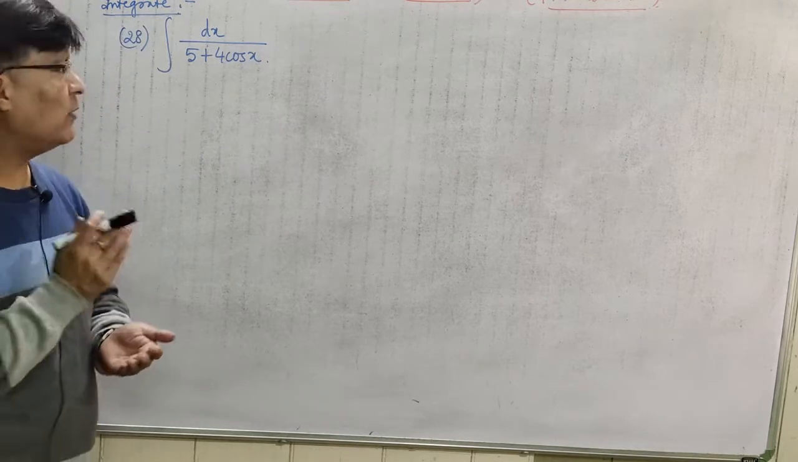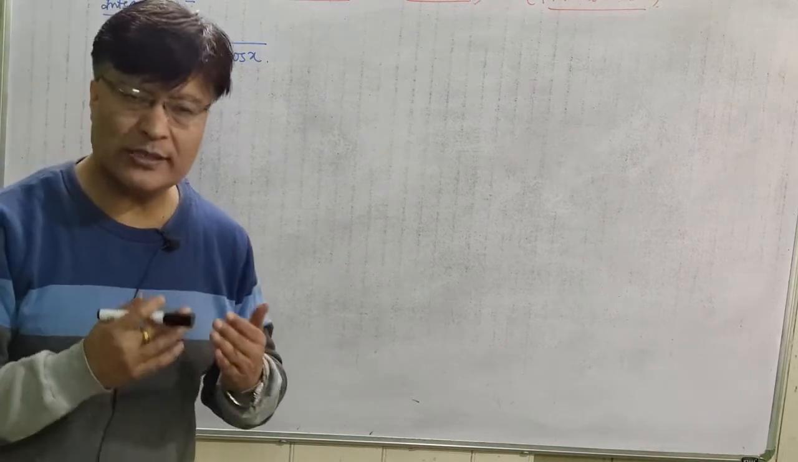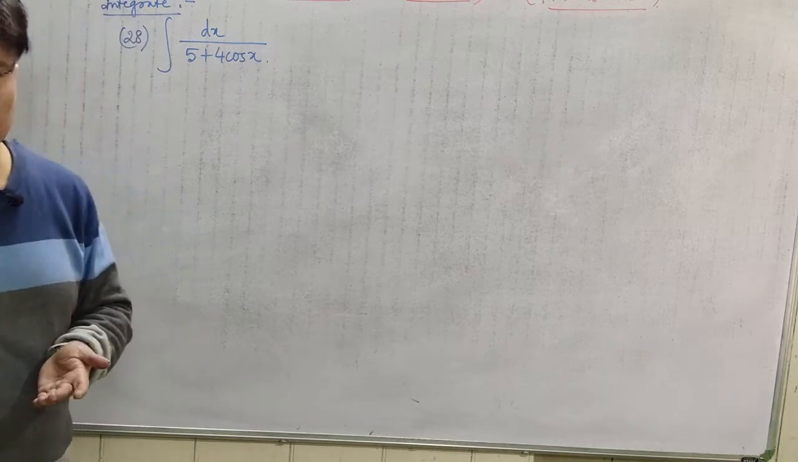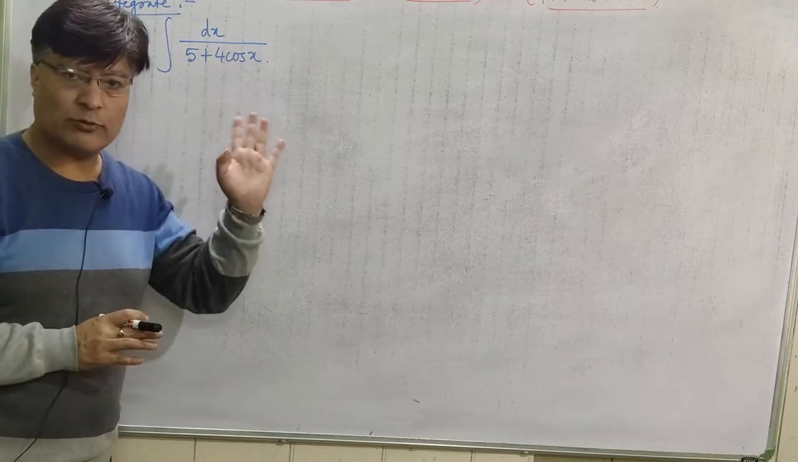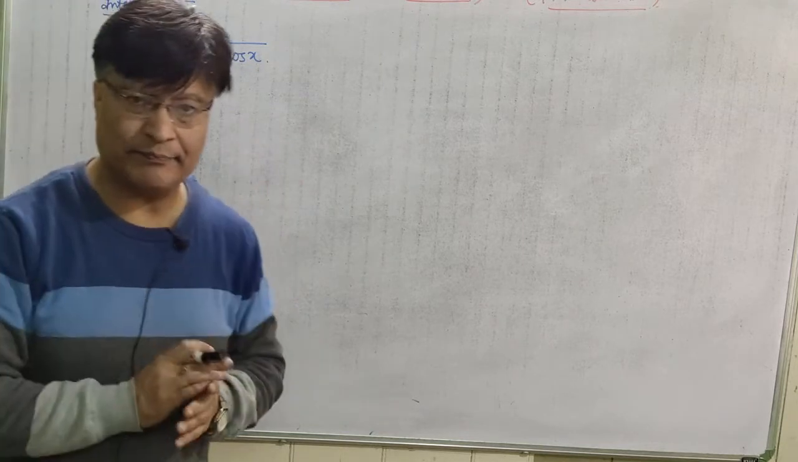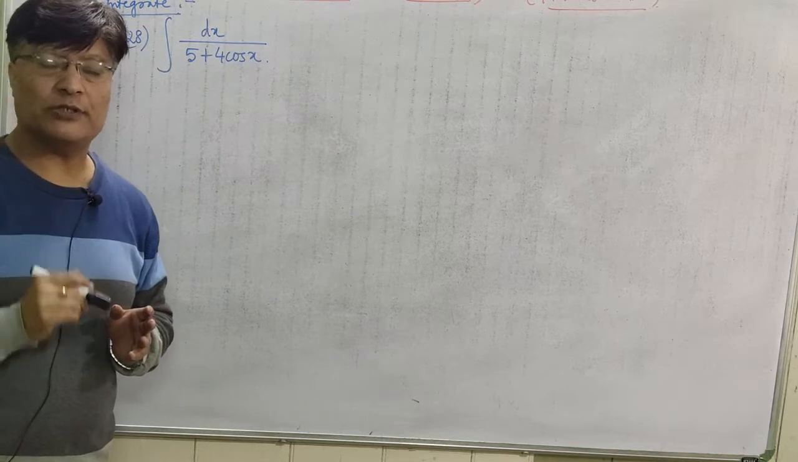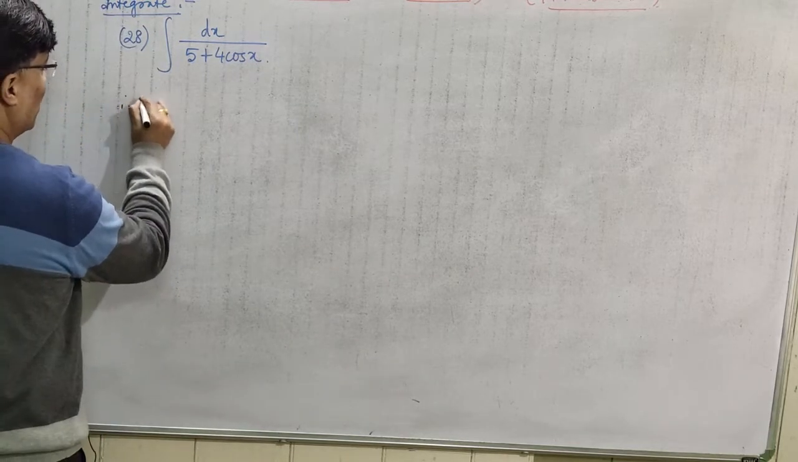Whenever you have dx divided by a plus b cos x, what is the method for integrating it? First of all, you have to simplify it. So instead of cos x, you have to write it in terms of tan. That is, you can use the formula from submultiple angles in trigonometry. Okay, so let us use the formula for cos x.